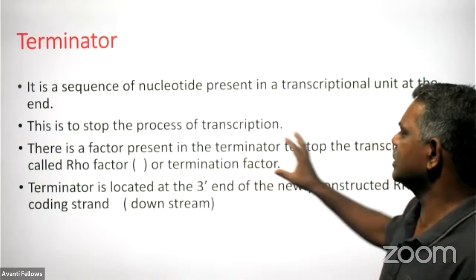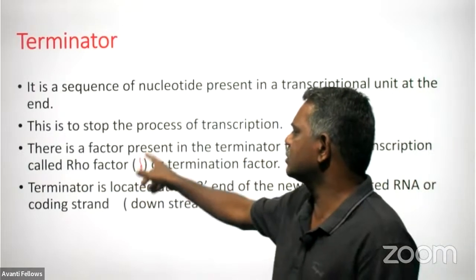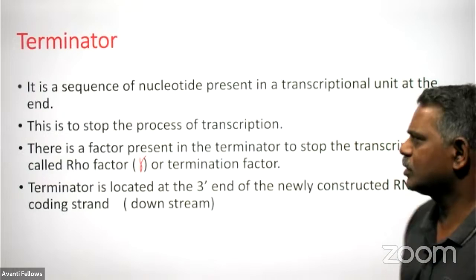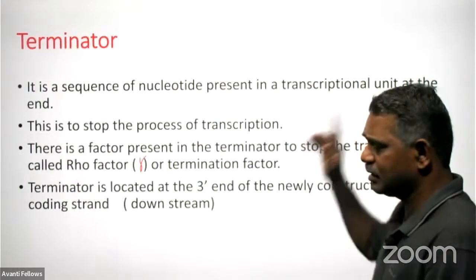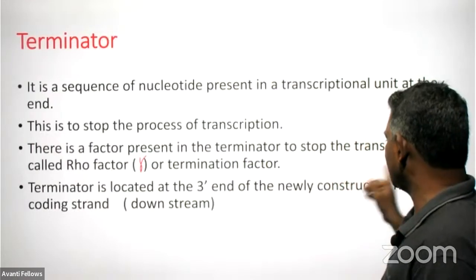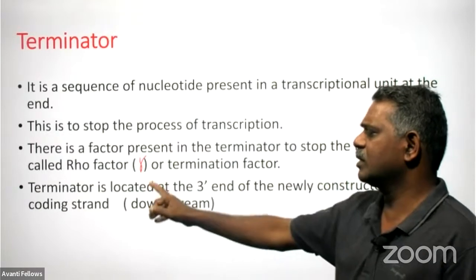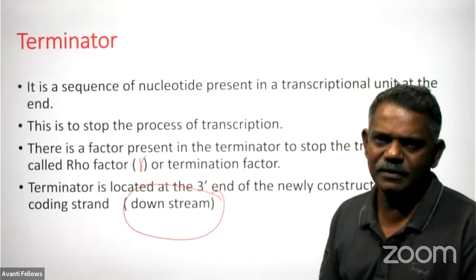There is a factor present in the terminator to stop the process of transcription, and it is called the Rho factor, which terminates the process of transcription. The terminator is located at the 3' end of the newly constructed RNA, and it is also located at the 3' end of the coding strand. So we call it the downstream end.